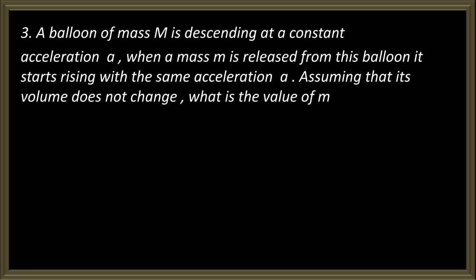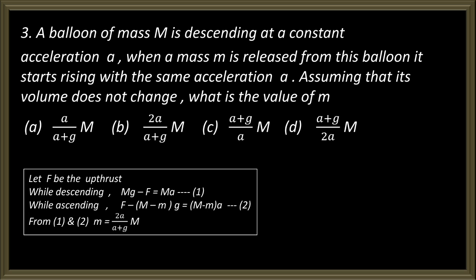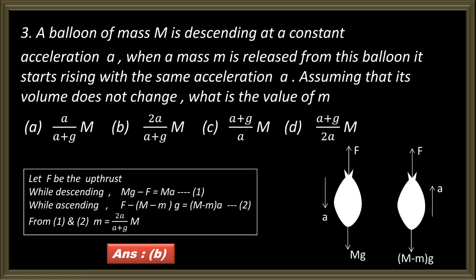Now come to question number 3. A balloon of mass M is descending at a constant acceleration a. When a mass m is released from this balloon, it starts rising with the same acceleration a. Assuming that its volume does not change, what is the value of m? So here you can go through the figure.